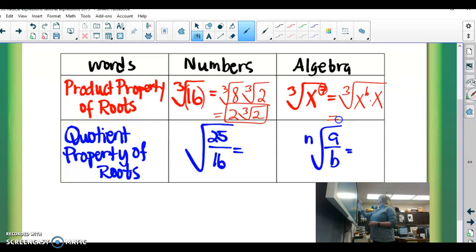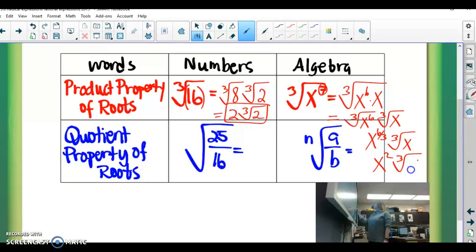Then I can split this into the cube root of x to the 6th times the cube root of x, because the cube root of x to the 6th has a perfect cube. Remember, if we rewrite this into exponent form, we put the index in the denominator, so it's x to the 6 over 3. Because 6 is evenly divisible by 3, that becomes x squared, and then we still have the cube root of x, which has no more perfect cubes in it. So this would simplify to x squared times the cube root of x.